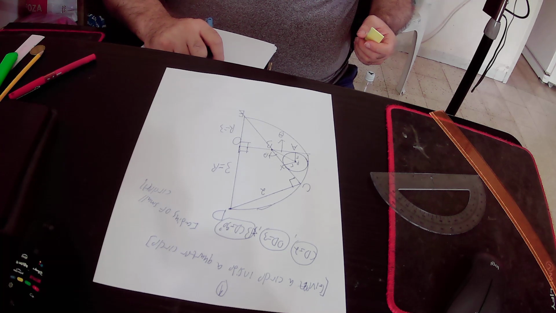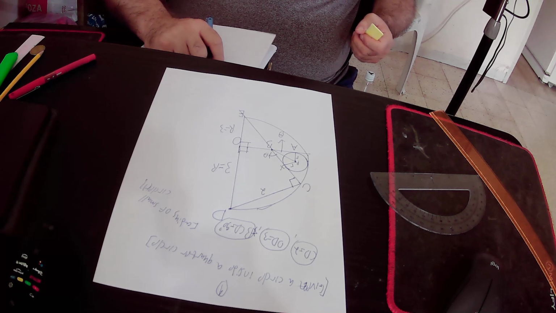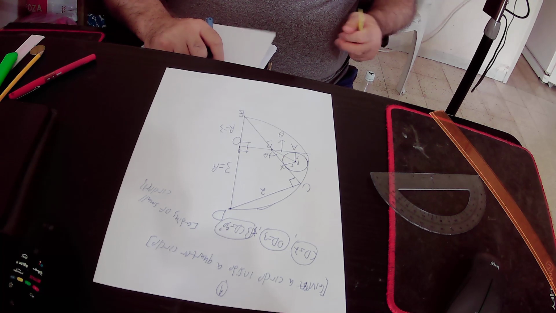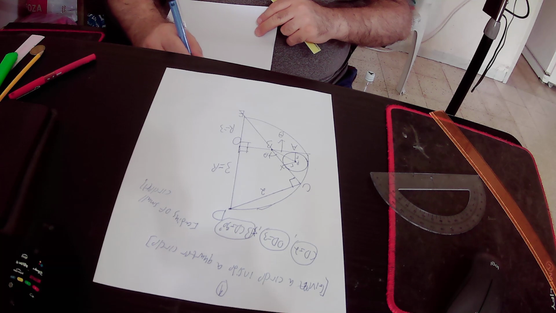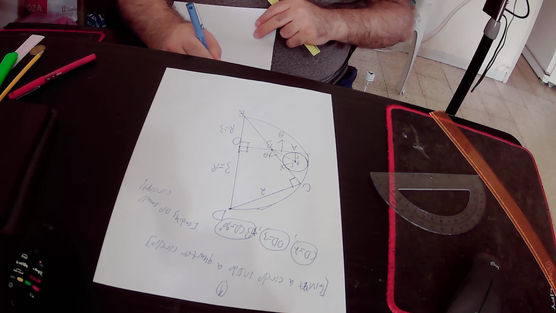And before that, we also have another rule that states that vertex angles are equal to each other. Okay, vertex angles are equal to each other.